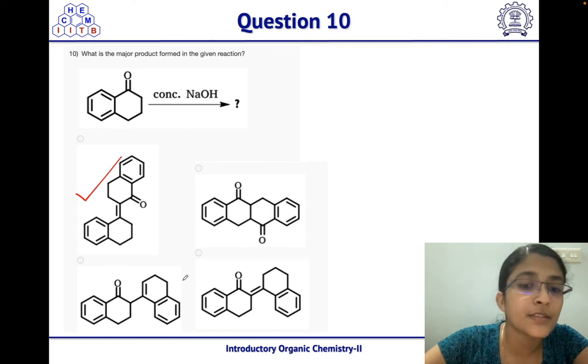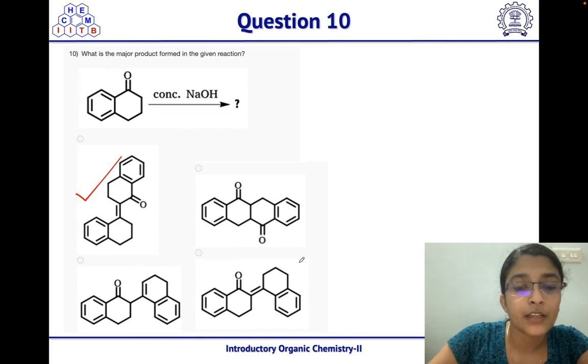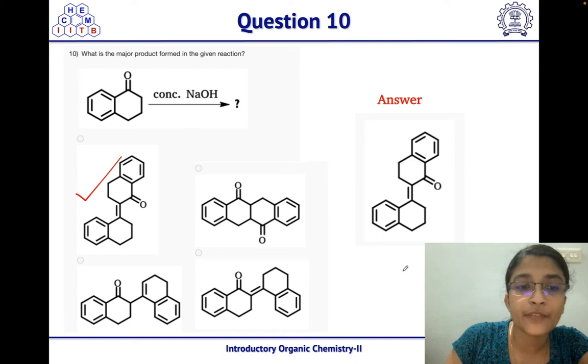Here, this is also similar. When this is rearranged and written, it will be similar to this. So the right option will be this one.